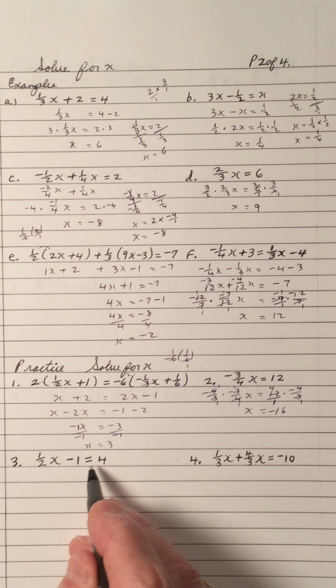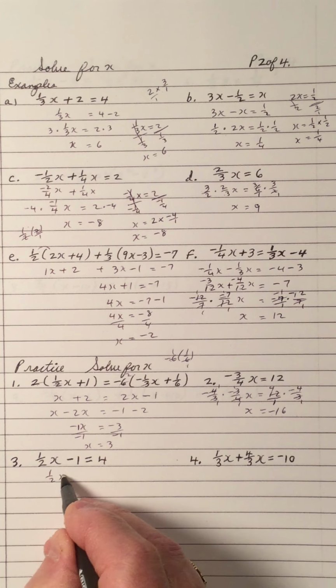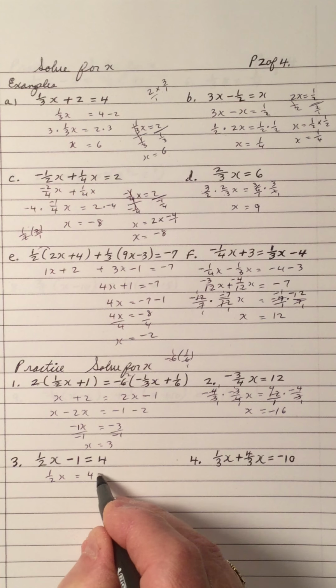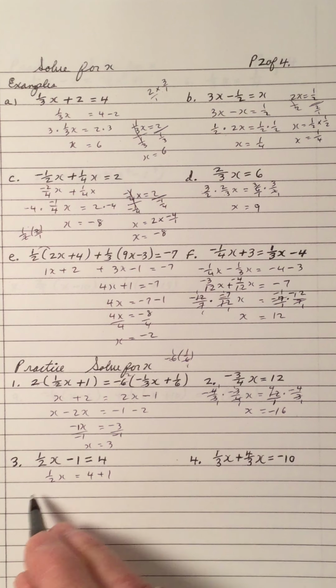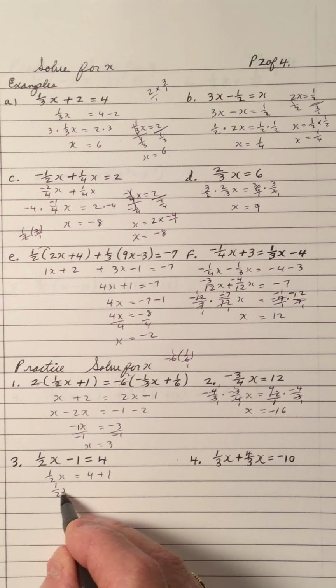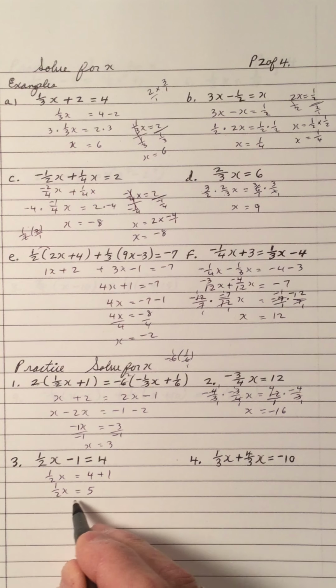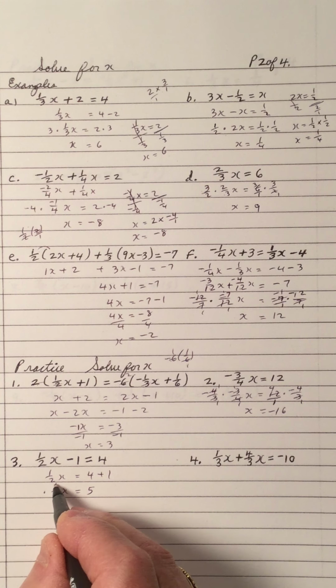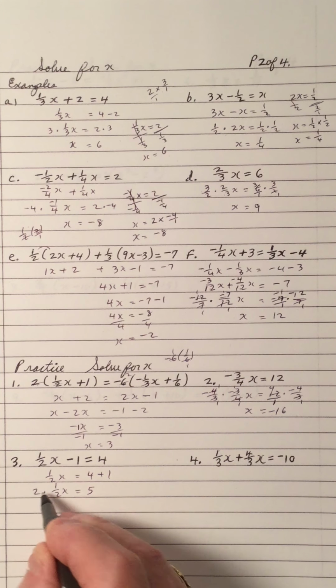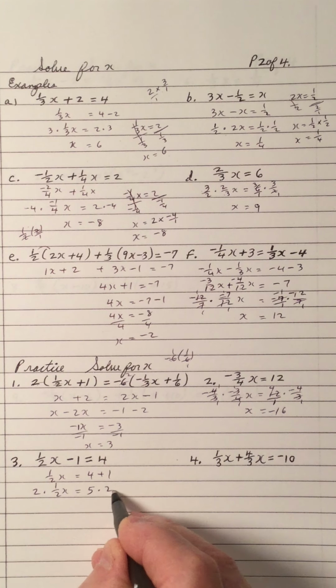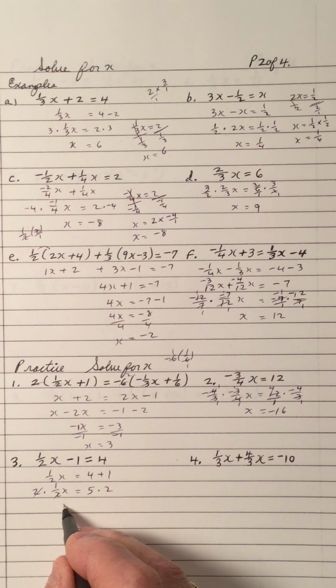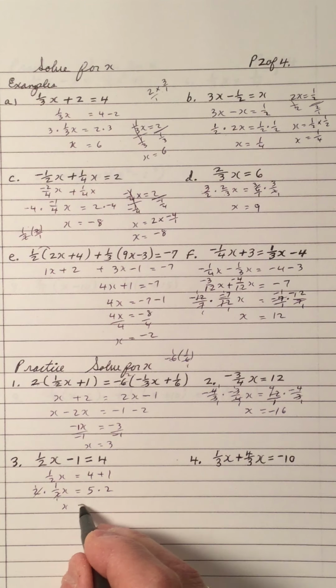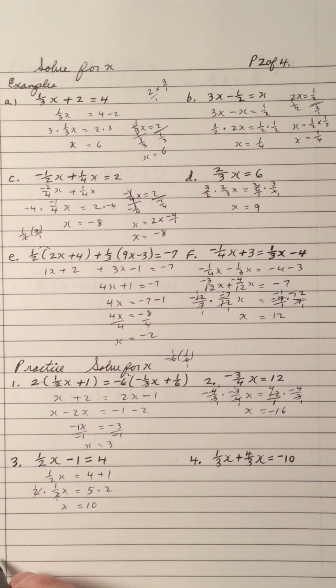Number 3, x is okay because it's on the left. The 1 goes to the right, becomes plus. That gives me a half x equals 5. I have a half, so I multiply by 2. Reciprocal of 1/2 is 2 over 1, or 2. Multiply 5 by 2. The 2's cancel, because 2 times a half is 1. They cancel out. And that gives me a 10.